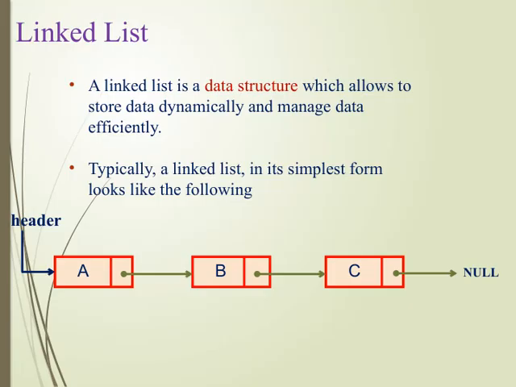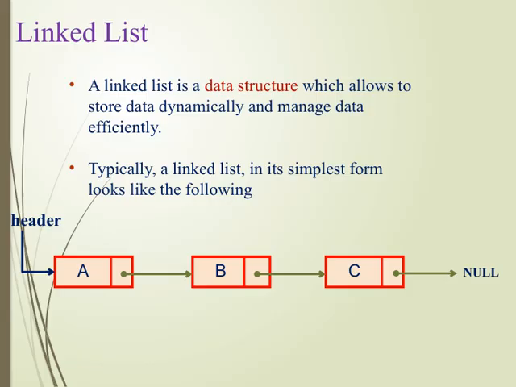Let's take a closer look at what a linked list actually is. A linked list is a type of data structure that allows us to store data dynamically, meaning we can add or remove items as needed without worrying about predefined sizes. This flexibility makes linked lists very efficient for managing data that changes frequently.